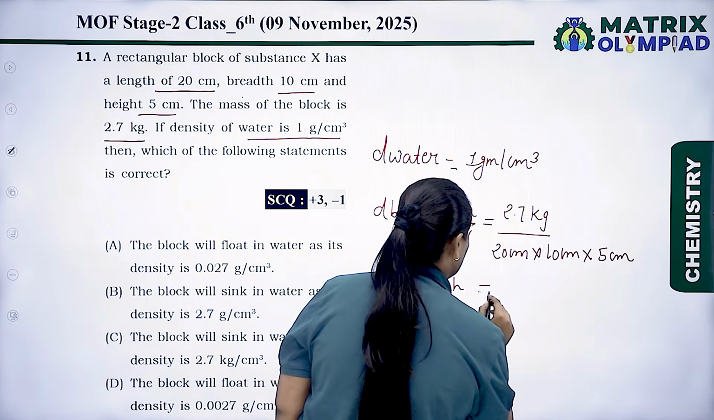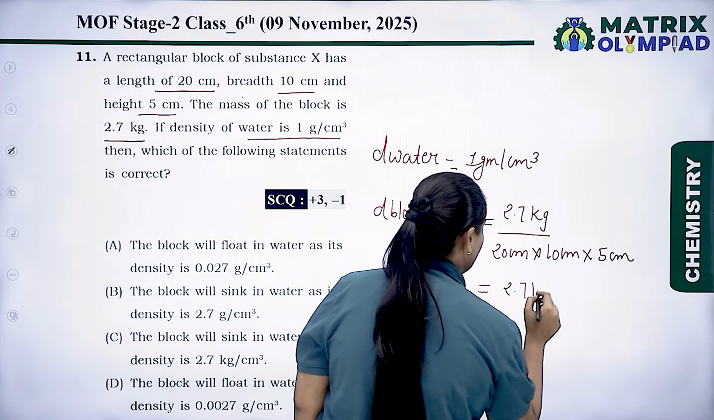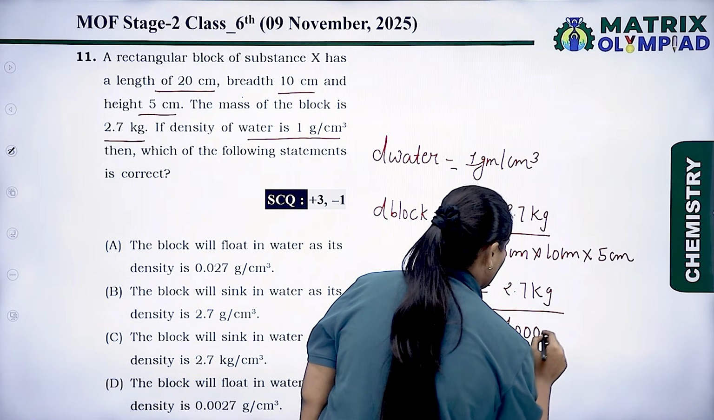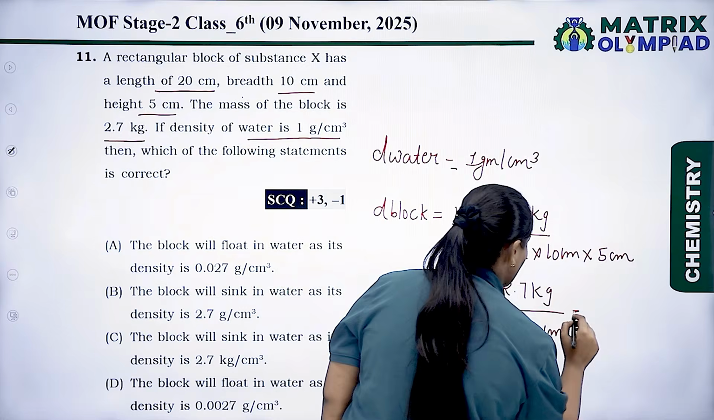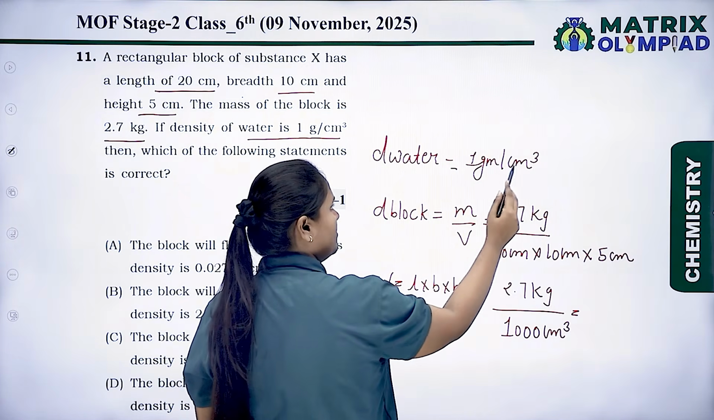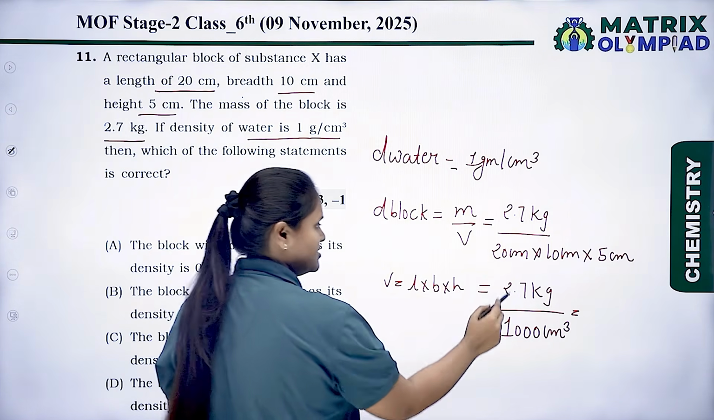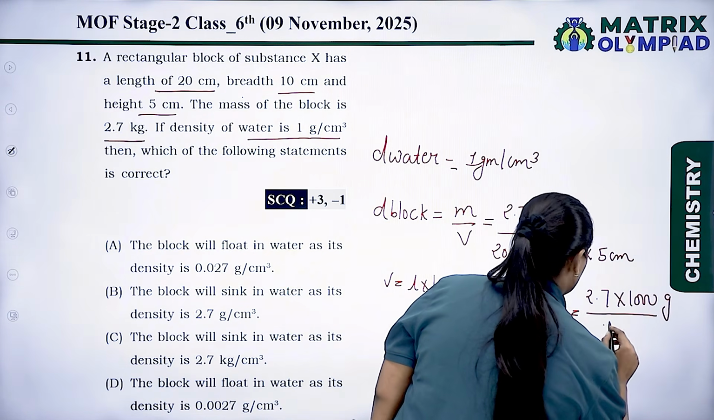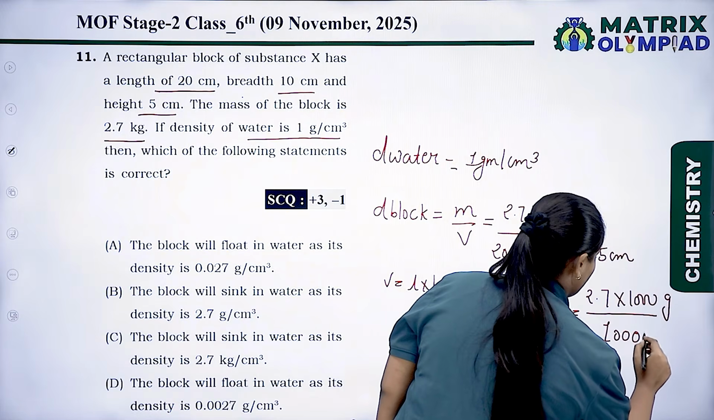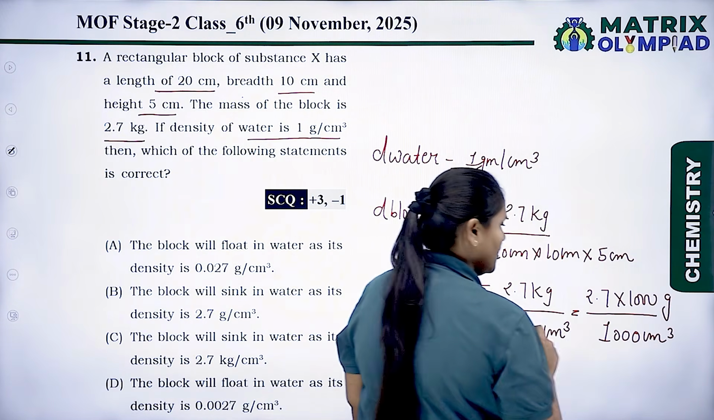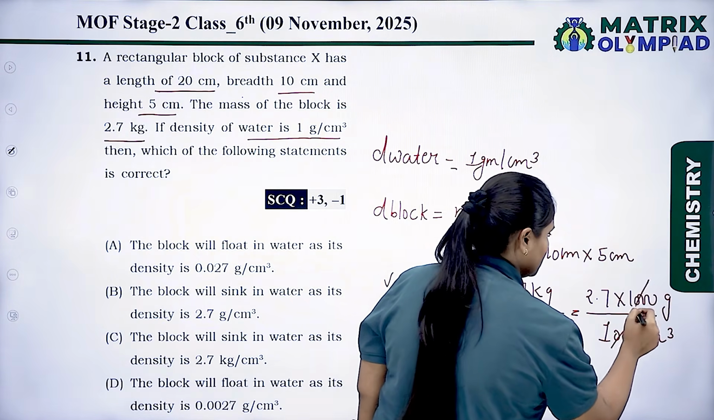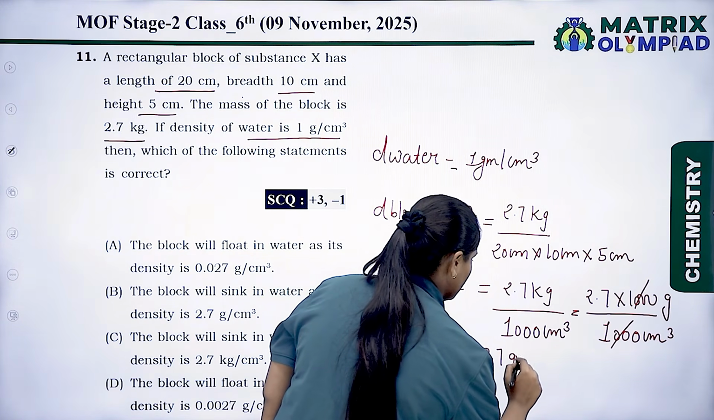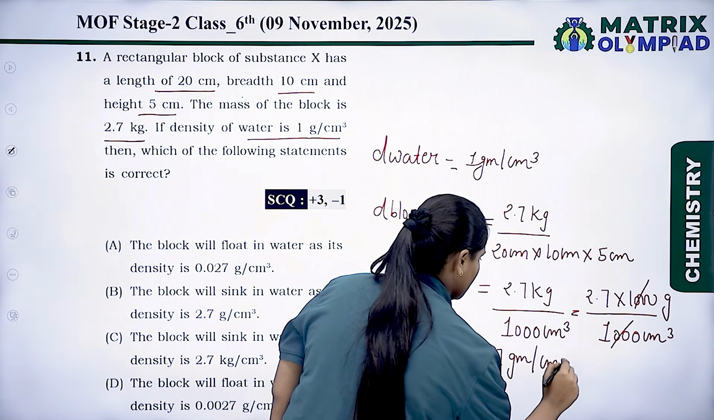Now we go for the calculation. The calculation is 2.7 kilogram divided by 1000 centimeter cube. But the density of water is in gram per centimeter cube, so we have to change this value into gram per centimeter cube. Changing into gram, it is again 1000 centimeter cube. So cutting 1000 with 1000, the value is 2.7 gram per centimeter cube.